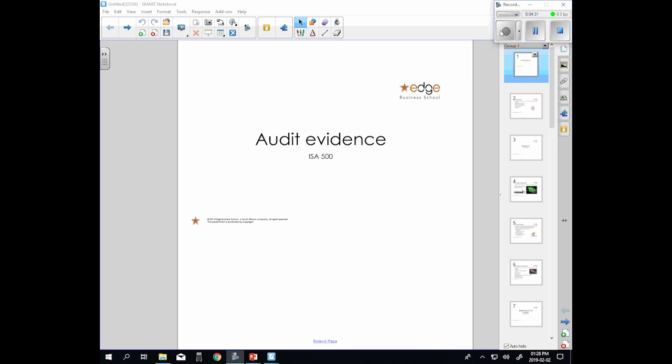A better procedure would be, I inspected the First National Bank statement, account number 1042, April statement, and I inspected the balance at the 25th of April. Can you reperform that? That you can reperform. But you can't reperform, I inspected the bank statement. Which one? What date? What balance? So audit evidence needs to be reperformable, if that's even a word. So when you document, you've got to be specific.